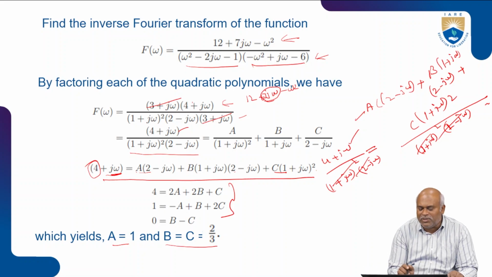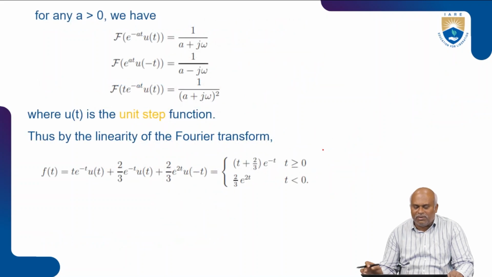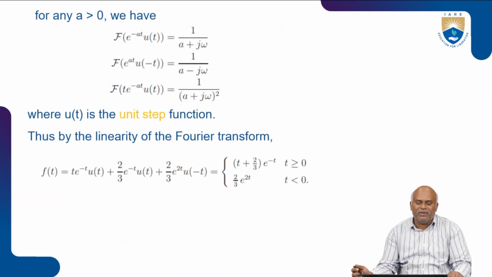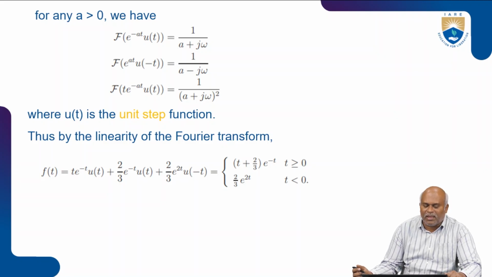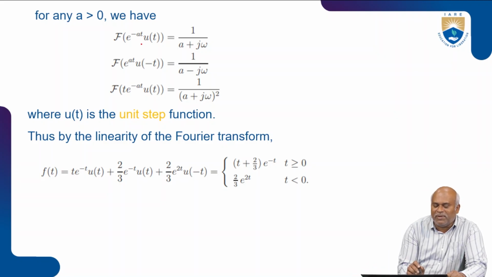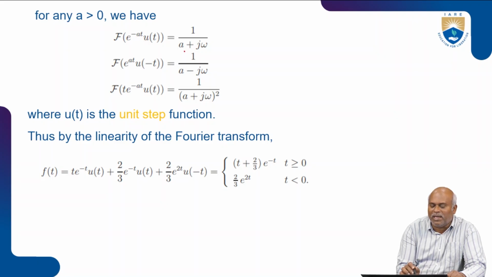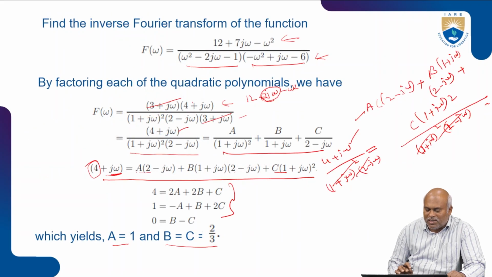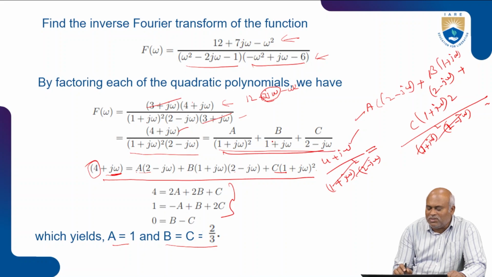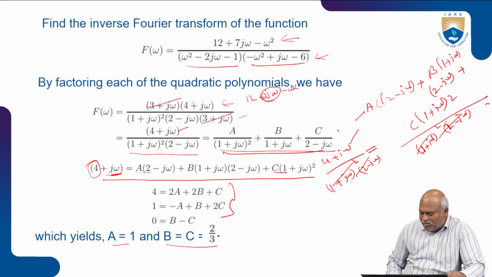Now it will be substituted for this portion. Okay, so now you can substitute for the case of the portion. For a greater than 0, we have the Fourier transform of e^(-at)u(t) equal to 1/(1+jω). See here, what does it represent? Here we have 1/(1+jω)², where a we know is equal to 1, b we know is 2/3, and c we know is also 2/3.